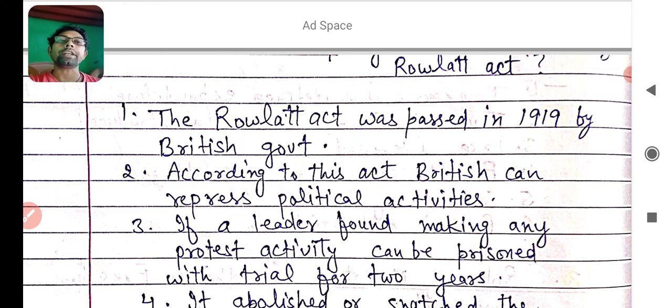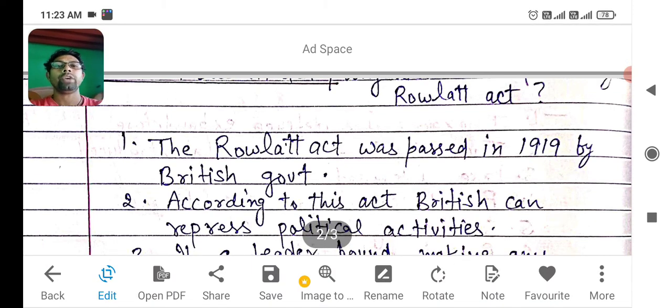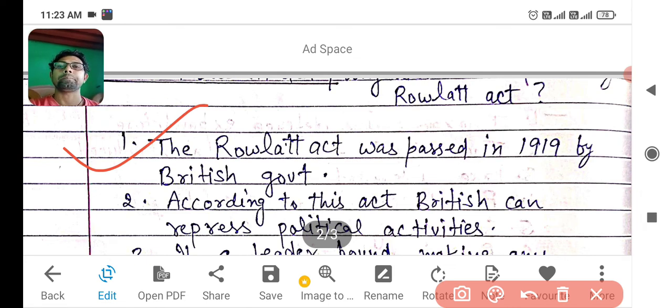The Rowlatt Act was passed in 1919 by the British government. There will be an objective type question in the exam: When was the Rowlatt Act passed by the British government or British Legislative Council?